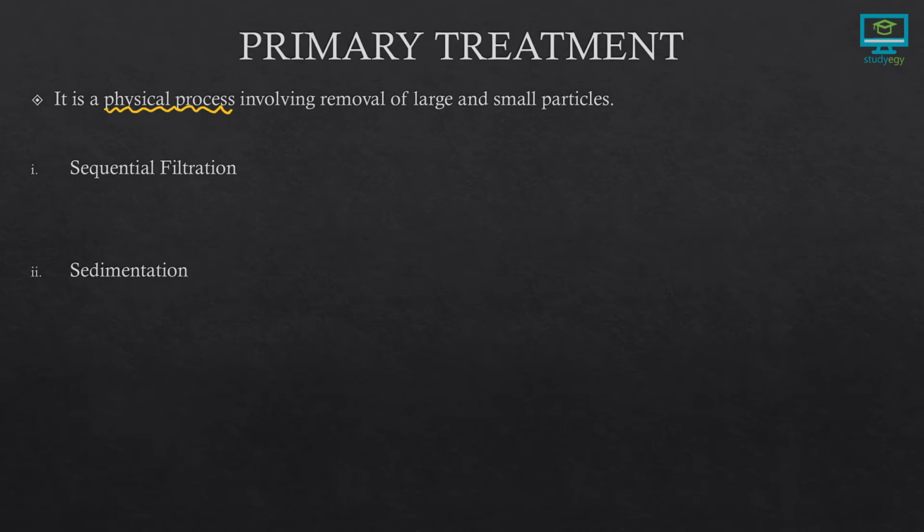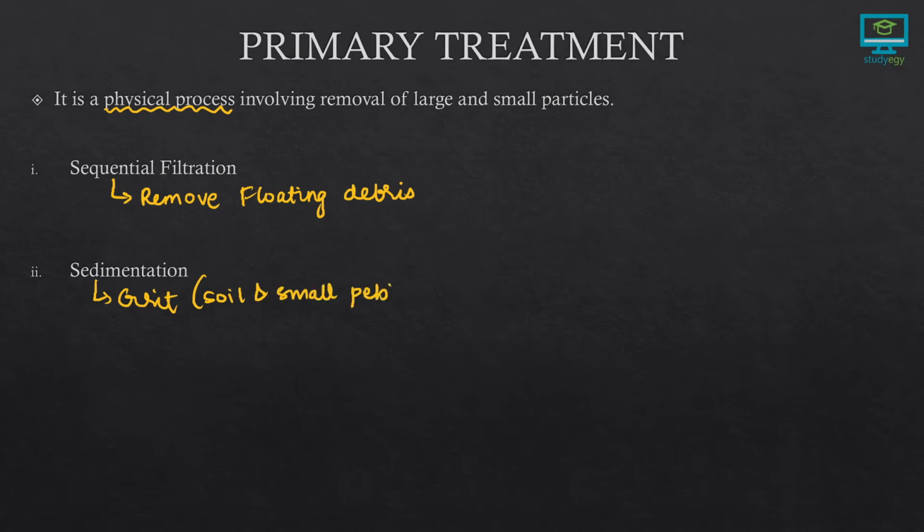In sequential filtration, we remove the floating debris by using fine mesh. The wastewater is passed through these meshes, which filter out the floating debris. Next we have sedimentation, in which the grit is removed. The grit consists of soil and small pebbles, which are removed through sedimentation. The sewage which undergoes these two steps is called primary effluent.